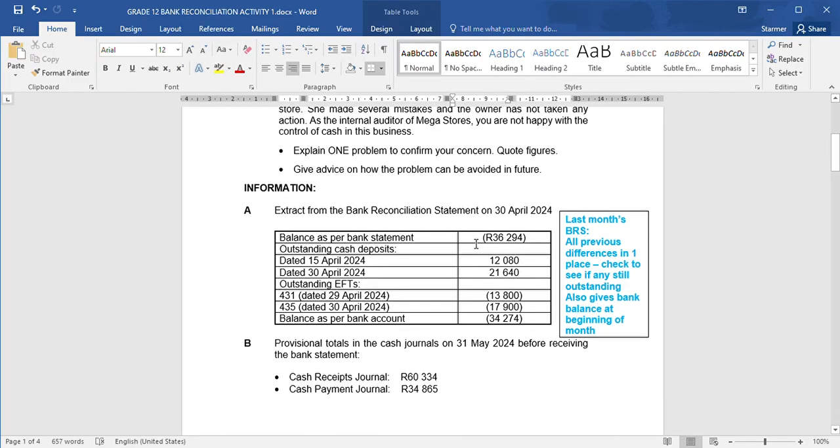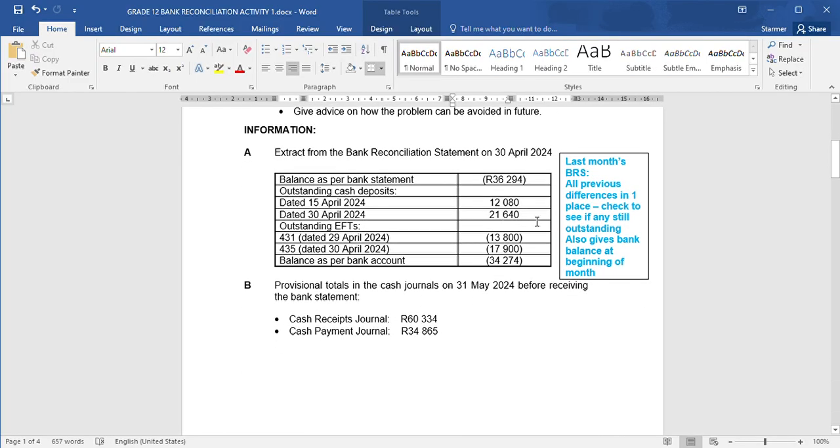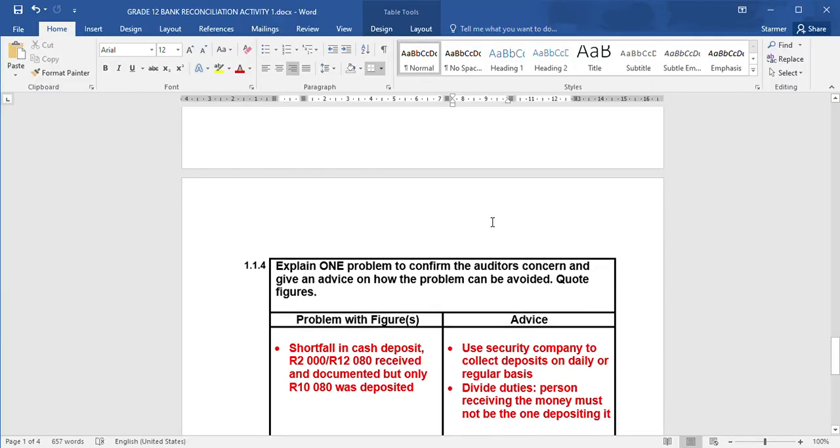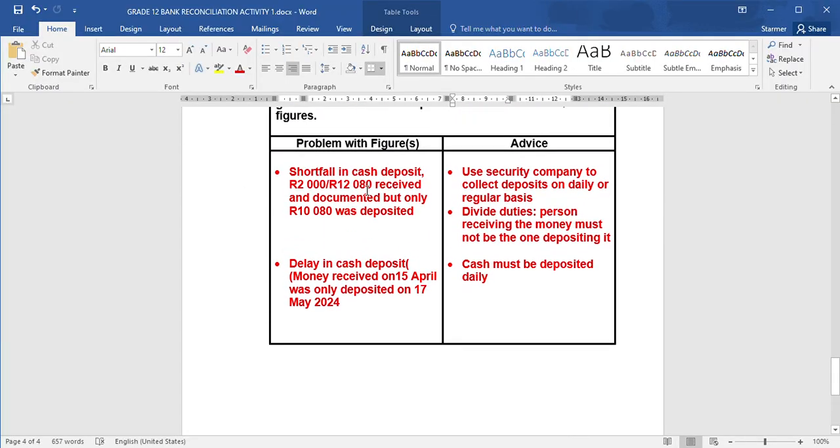Okay, the biggest problem here is this missing deposit here, but also it's taking a long time for money that was received to be deposited. So there are two possible options that you could put here. The first one, there's a shortfall in the cash deposit of 2,000 Rand. 12,080 was received and documented, but only 10,080 was deposited. To fix that up, you could use a security company to collect deposits, or you could have division of duties. Make sure the person receiving the money, recording the money, and depositing the money are separate.